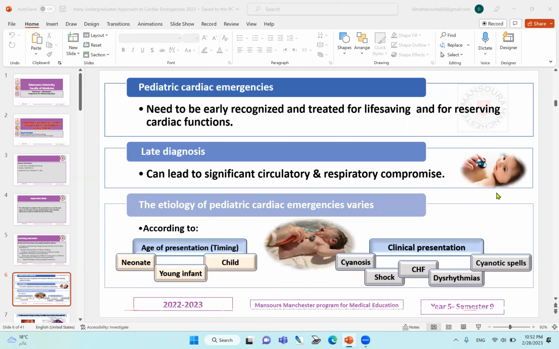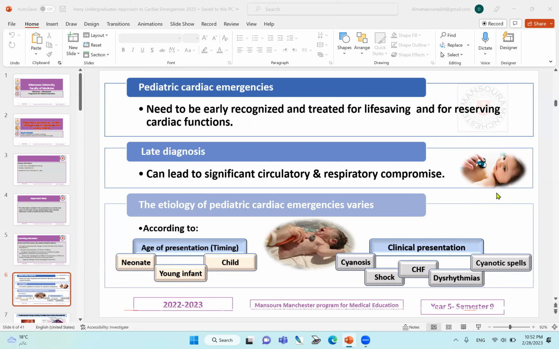Pediatric cardiac emergencies need to be recognized early. It's very critical, as treating them is life-saving and can preserve the cardiac functions. Late diagnosis of these emergencies can lead to significant circulatory and respiratory compromise.